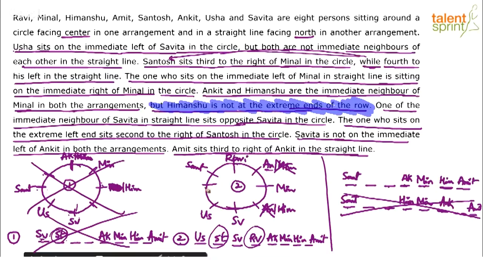And who is left out? Only one person is left out. Ankit, Himanshu, Minal, Ravi, Santosh, Usha, Savita, Amit. And Amit would come here. So case 2 completes the arrangement.